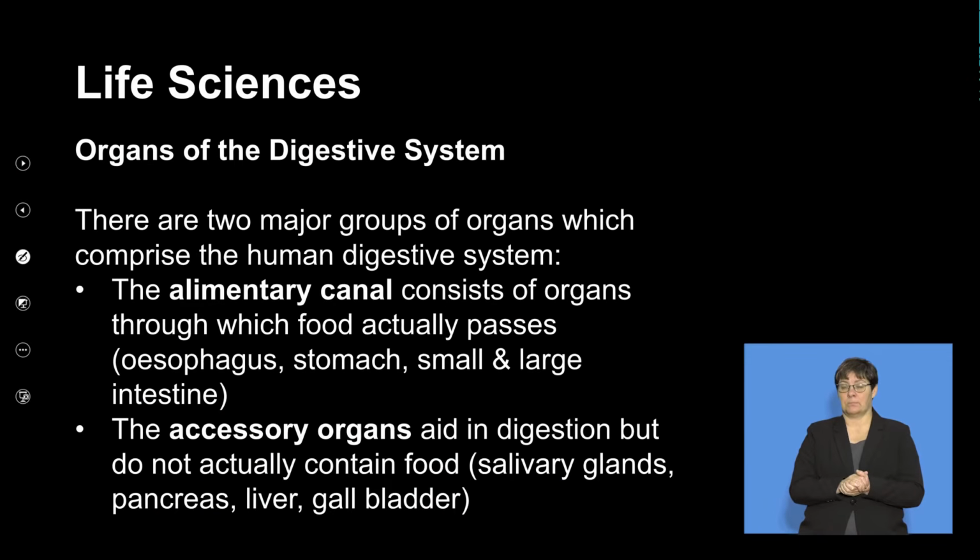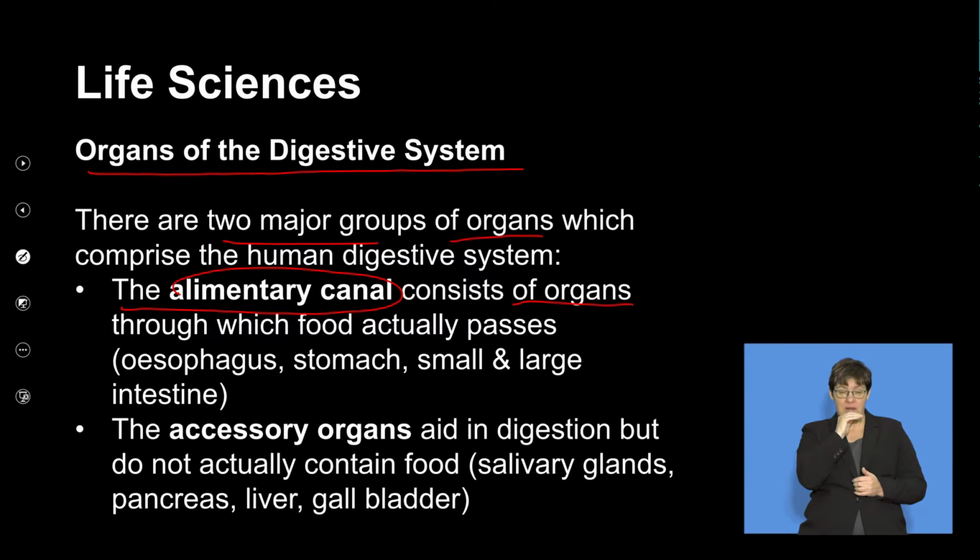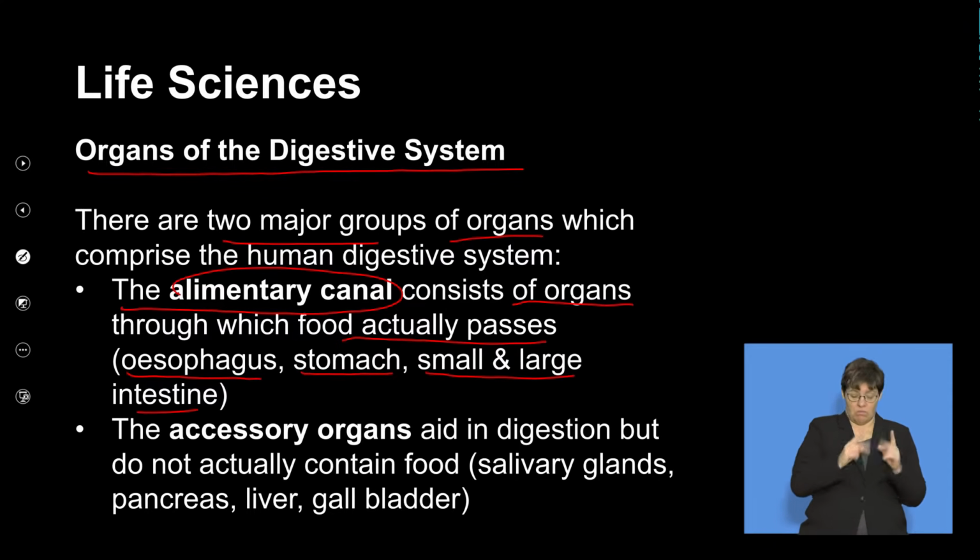Right. It's important that we unpack what the organs are. There are two major groups of organs which make up the human digestive system. We refer to them as the alimentary canal, which consists of basically organs through which food will pass. These include the esophagus, the stomach, the small and large intestine. We call this the alimentary canal.